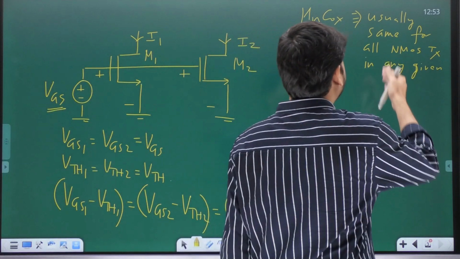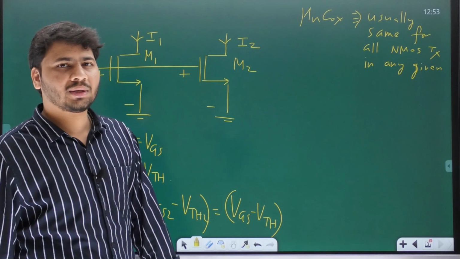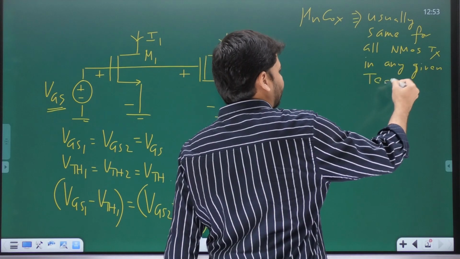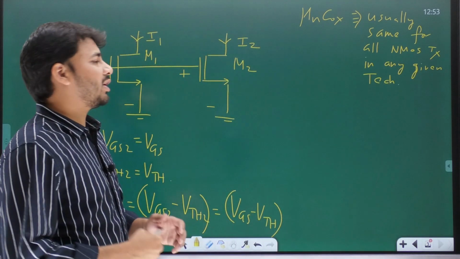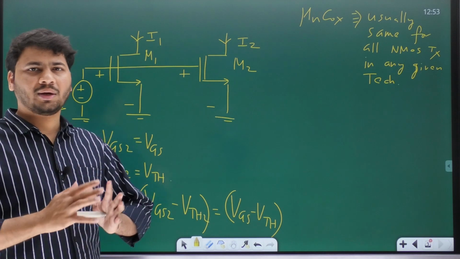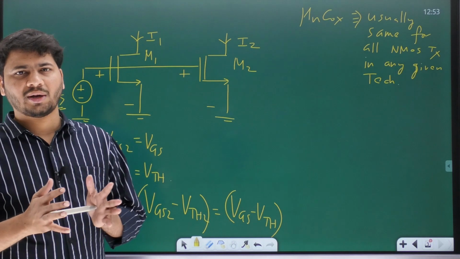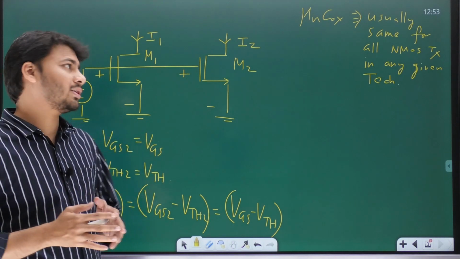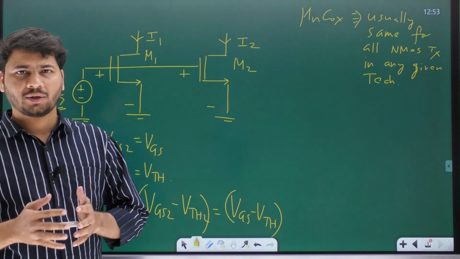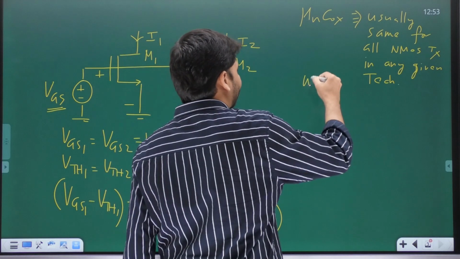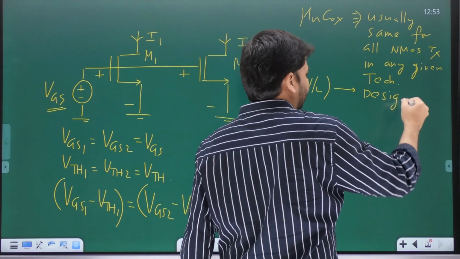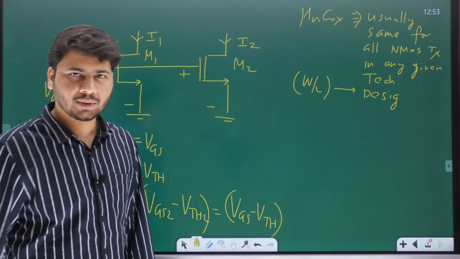But for now, just take it granted from me that mu n and Cox will usually be the same for all transistors in any given technology, okay? But the aspect ratio of the different NMOS transistors in a given technology need not be the same. So as a circuit designer, you don't have control over mu n and Cox, but you have control over the values of W and L or the aspect ratio itself, okay? So W by L is in the control or the discretion of the circuit designer, okay?